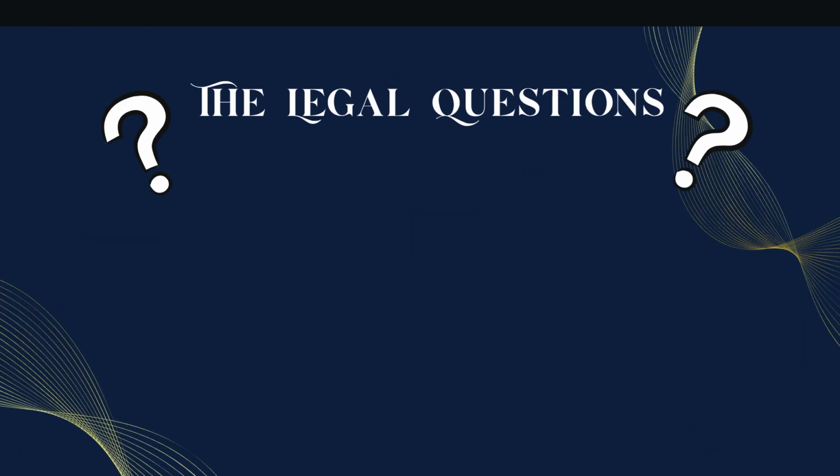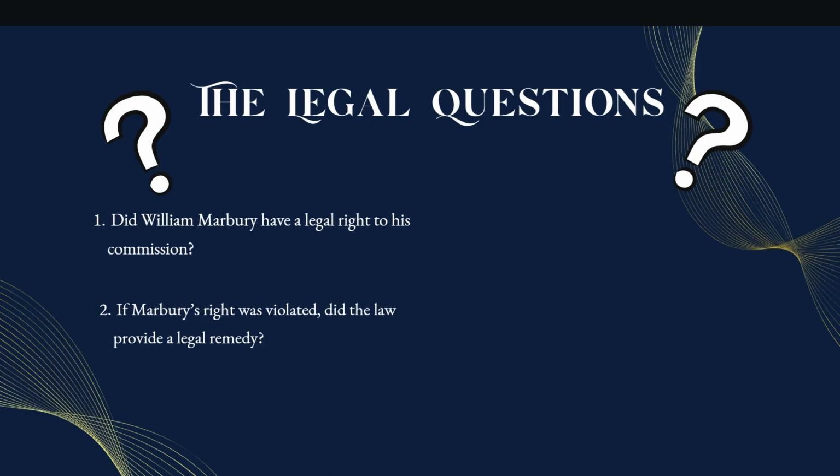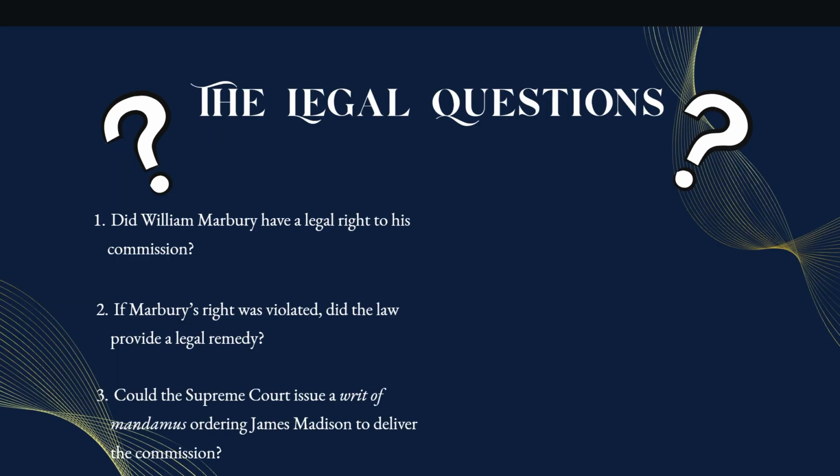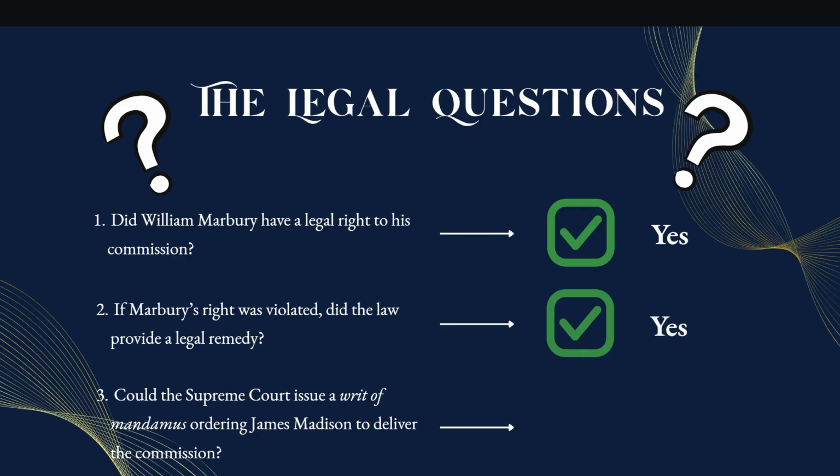The Supreme Court now faced three important legal questions with the Marbury v. Madison case. First, did William Marbury have a legal right to his commission? Second, if Marbury's legal right had been violated, did the law provide a remedy? Finally, could the Supreme Court issue a writ of mandamus ordering James Madison to deliver the commission? The court answered yes to the first two questions. However, the third question was met with a no and proved much more complicated because it involved the Constitution itself.